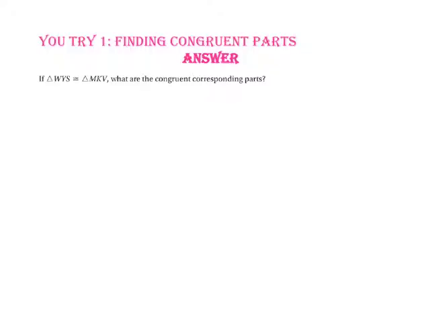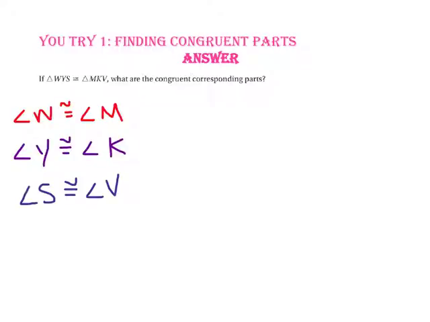If triangle WYS is congruent to triangle MKV, what are the congruent corresponding parts? Well, let's look at the names. Since W and M are the first letters, angle W will be congruent to angle M. Since Y and K are our second letters, angle Y will be congruent to angle K. And since S and V are our last letters, angle S will be congruent to angle V. Now let's use our list of congruent corresponding angles to help us write our congruent corresponding sides.